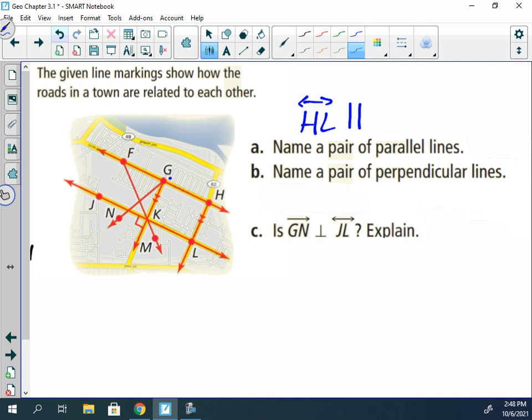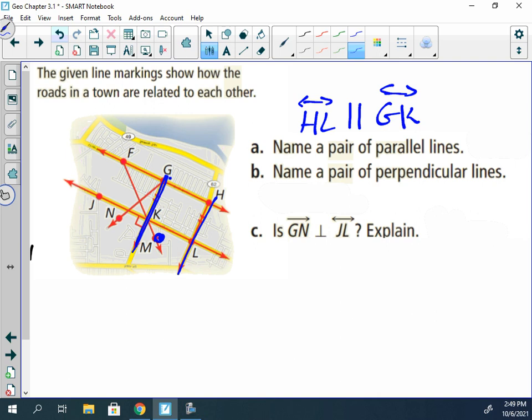L and G. H, L, and G. I was, especially first hours, tempted to say GM, but point M is right there. So GK is parallel to HL. Those two would be parallel to each other.